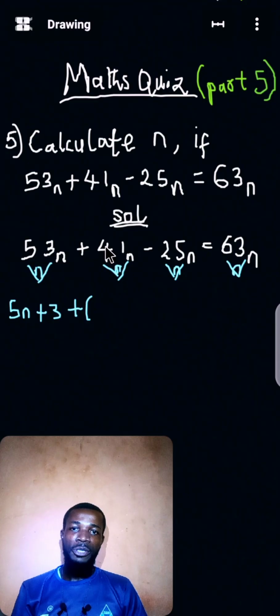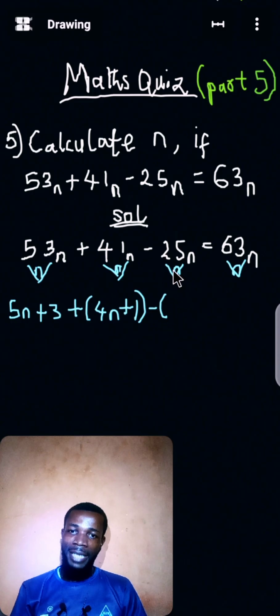So for this one, let's go. 4 times n will give us 4n. So we write it 4n, and then we apply addition. 4n plus 1, and that is it in base 10. It's already in base 10. Then we apply our negative sign, open bracket. 2 times n is 2n. So we write it down and apply the addition operation. 2n plus 5, and that is it in base 10.